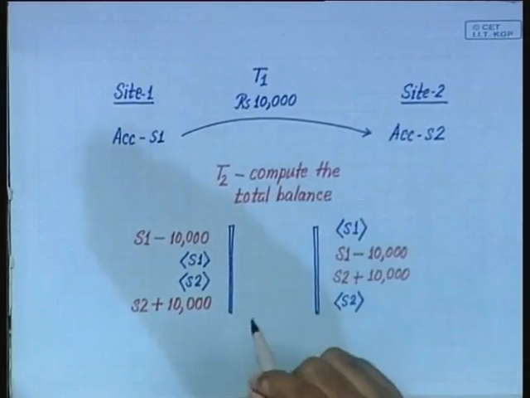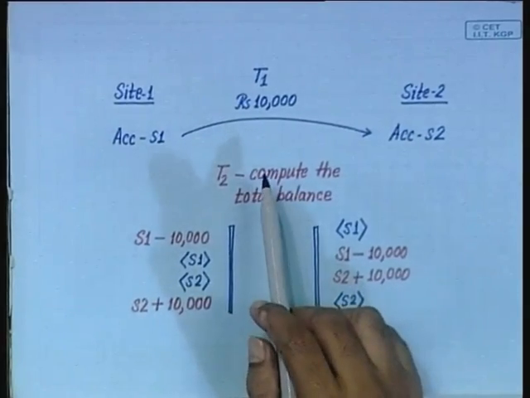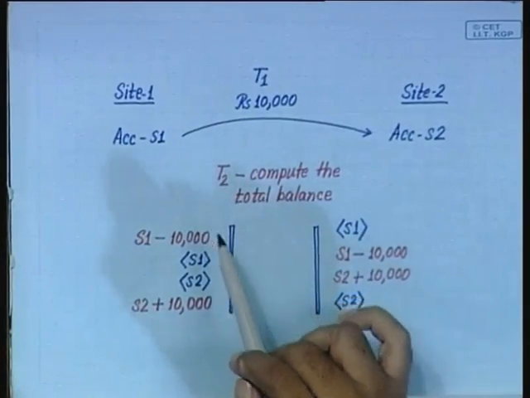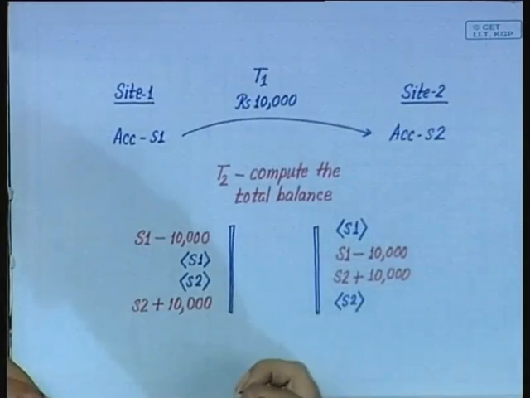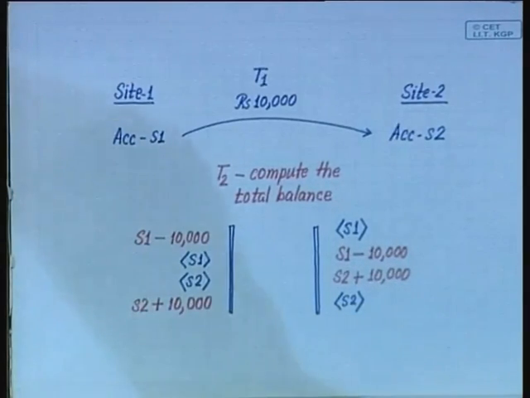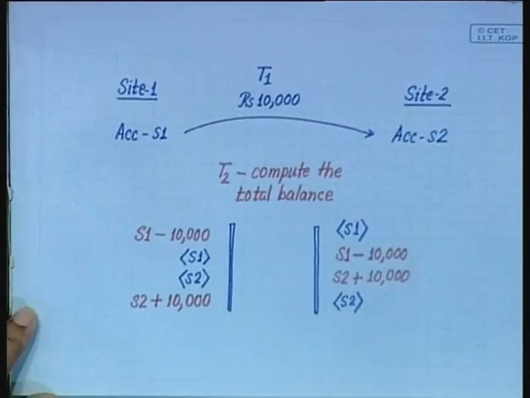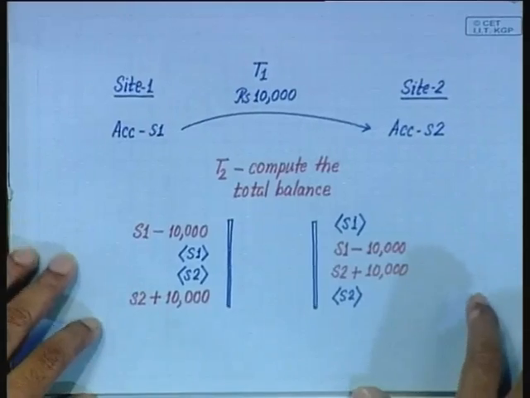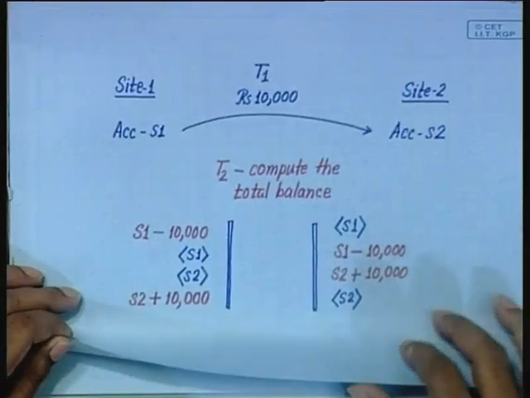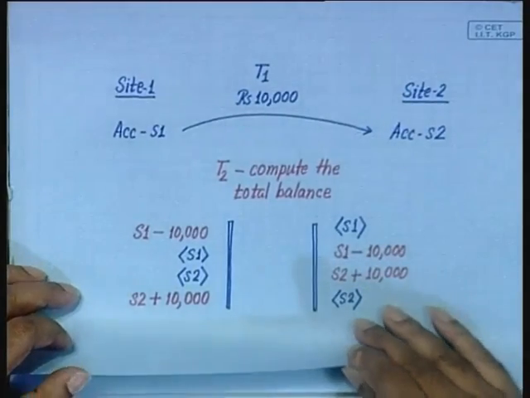To resolve this problem, we need to compute the total balance in such a way that it does not interfere with the other transactions, right. Now, how many of you have studied databases? Good. So, a reasonably large number of people. So, you have studied concurrency control, yes or no? Locking algorithms and things like that.